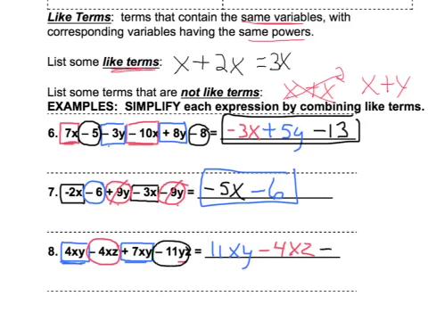It's just by itself, so I'll just write it over here, negative 11yz. And that is the simplified algebraic expression. Okay, let's go on to the next part.